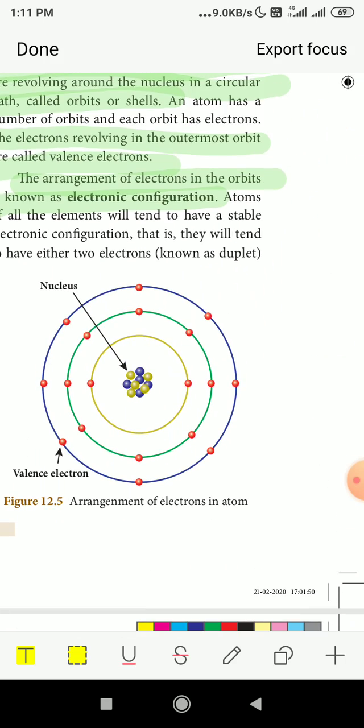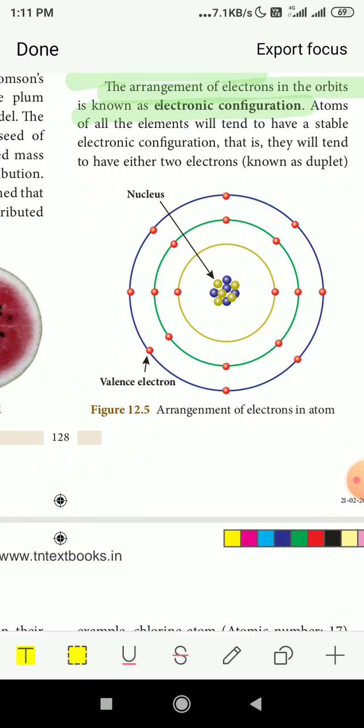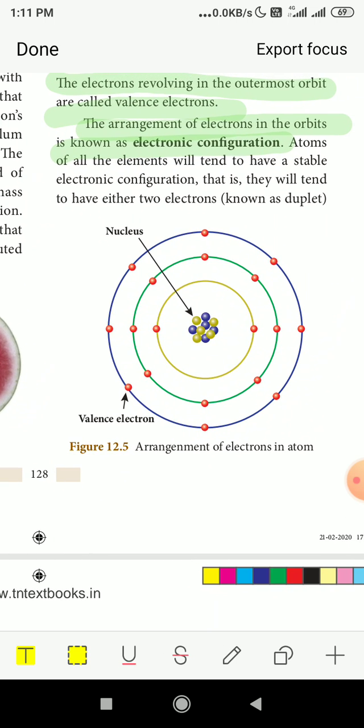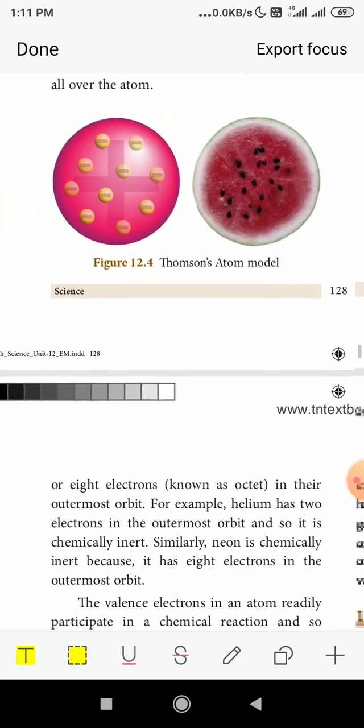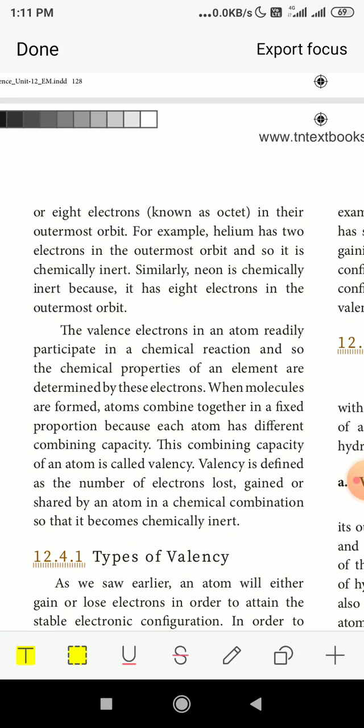They tend to have either 2 electrons, which is known as a duplet. For example, if I take a hydrogen atom, there is a stable electronic configuration for that hydrogen. However many hydrogen atoms you take, all will have the same electronic configuration. They have either 2 electrons, known as duplet, or 8 electrons in their outermost orbit. If it is 2 it is called a duplet, and if it is 8 it is called an octet.